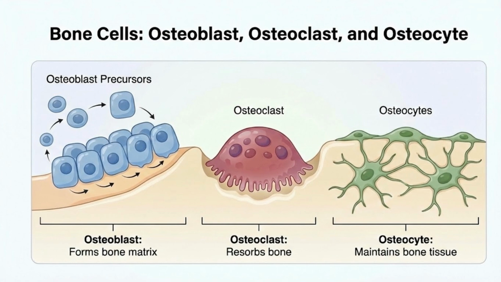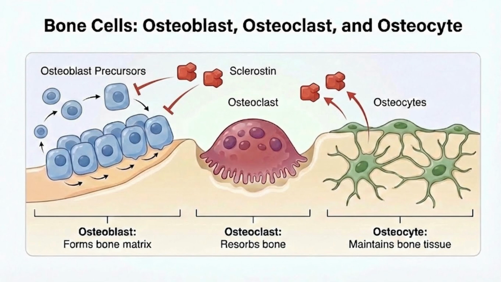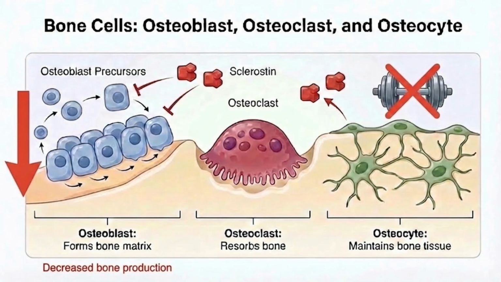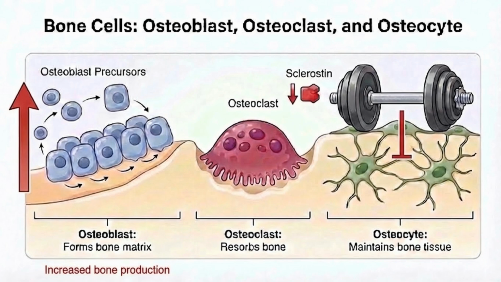Bone formation starts with osteoblast precursors differentiating into active osteoblasts, which form bone matrix. Osteocytes produce sclerostin, a protein that inhibits the differentiation of osteoblast precursors and function of osteoblasts to reduce bone formation. In a state of decreased mechanical loading, the production of sclerostin is upregulated, leading to decreased bone production. Conversely, increased mechanical loading decreases sclerostin production, resulting in increased bone production. Hence, sclerostin is part of a feedback loop, which allows bone to respond to forces placed upon it.